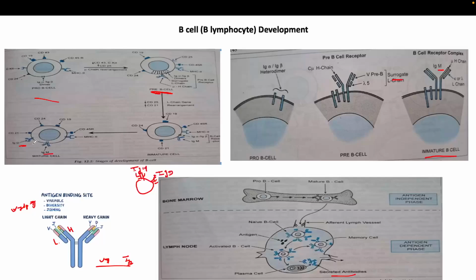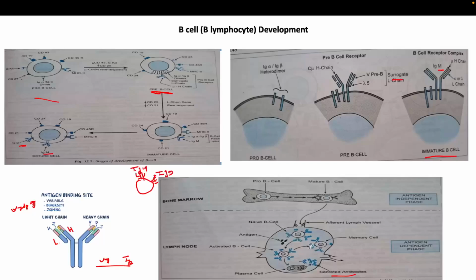Okay, so this is the development of the B cell in the bone marrow, and once this mature B cell is produced in the bone marrow, for its effector function it will migrate through the blood stream to the lymph node.